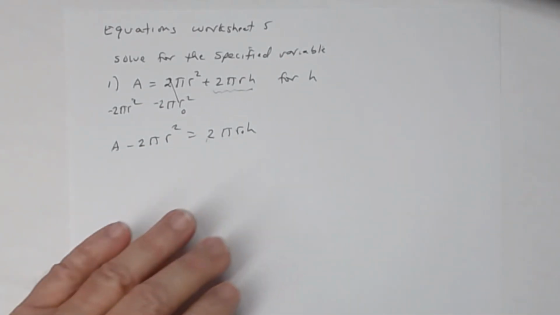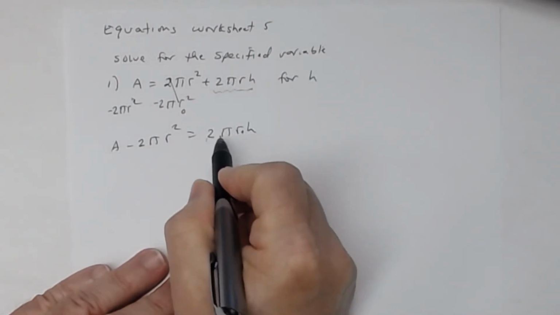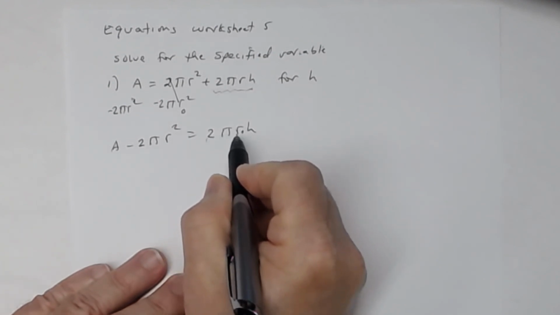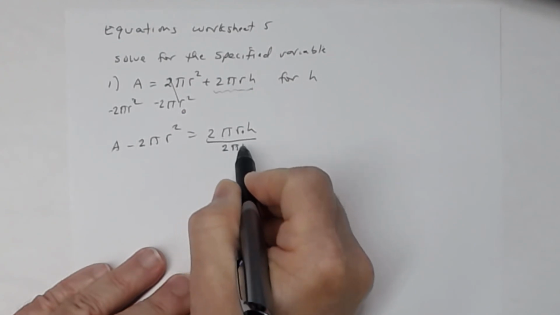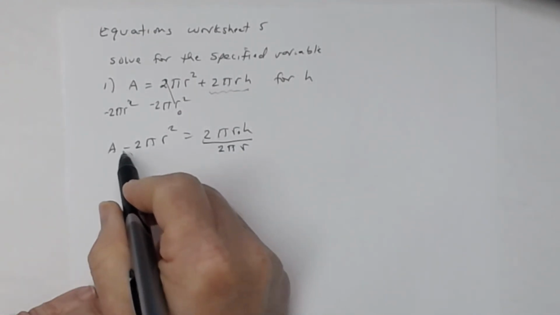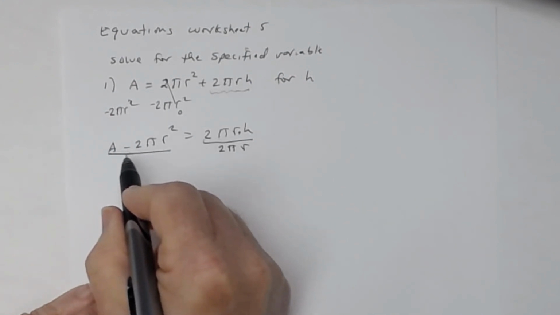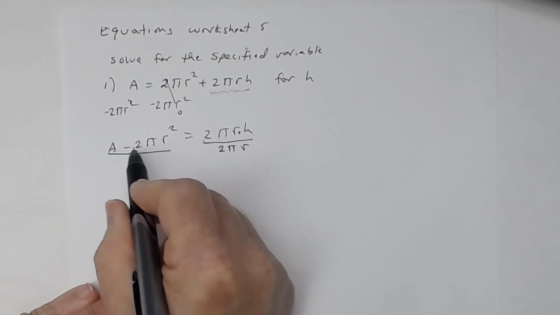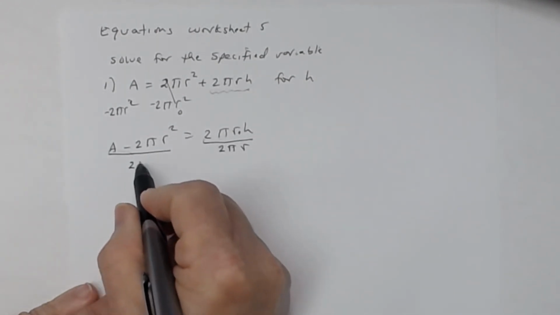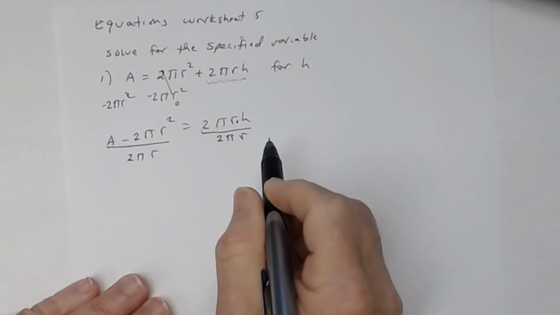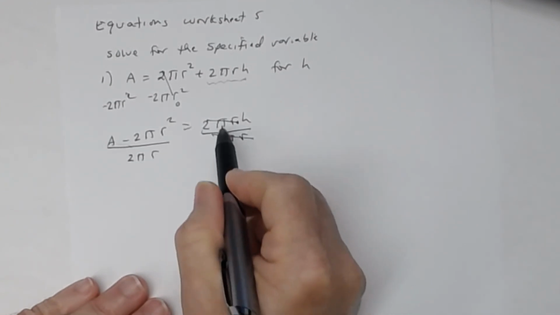Same thing here. We're going to think of the coefficient of h being 2 times pi times r. So then I'm going to divide both sides by 2 pi r, just like this. And what you do to one side, you do to the other. Make sure that all of the left-hand side is in that numerator, and that's going to also be divided by 2 pi r. And now, reducing, 2 pi r divided by 2 pi r is 1.